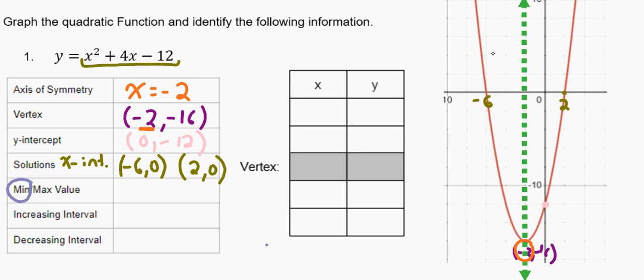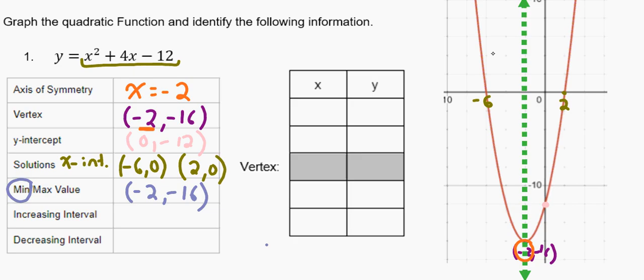There's no max point here because this graph is shooting up to infinity. So the min is always going to be the vertex, all right? The vertex is the star. The -2 is the star. If the vertex were our maximum, we would have circled the max.